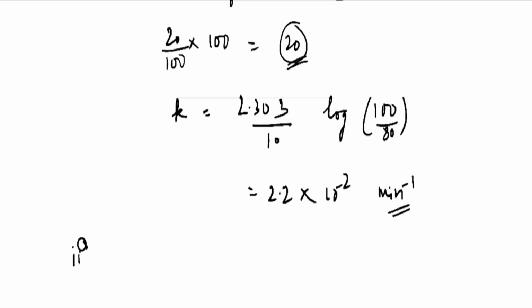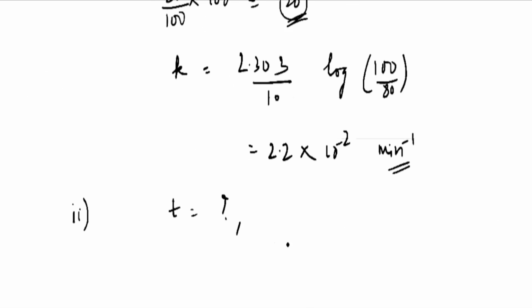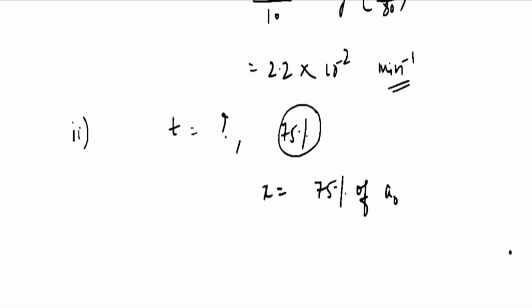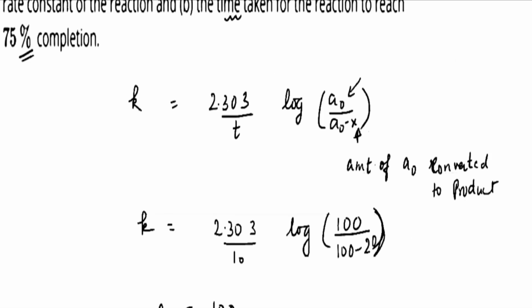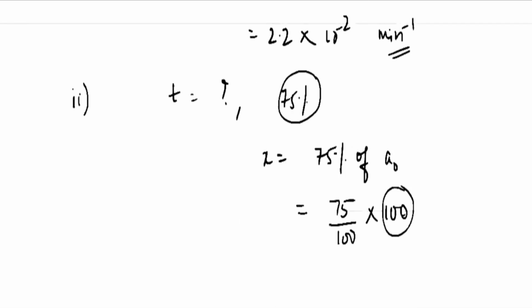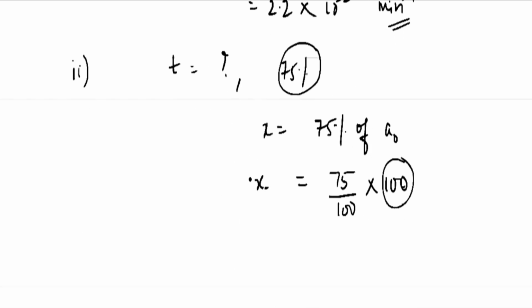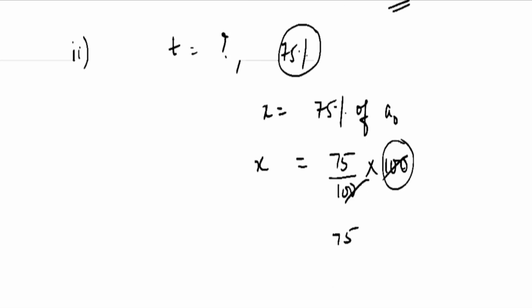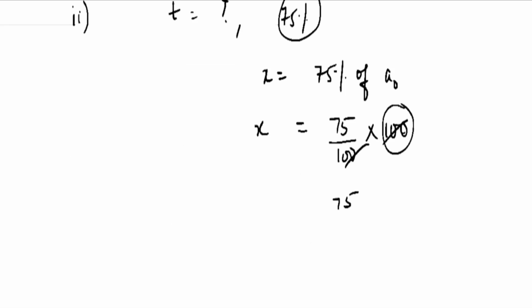Now the second part says that we have to calculate the time for which the reaction is 75% complete. That means x will be 75% of the initial concentration of reactant, that means 75% of 100, because we assumed the A0 value to be 100. So the amount x, that is the amount of initial concentration of A converted to product, will be 75. And also we have the value of K, so we can easily calculate the t.